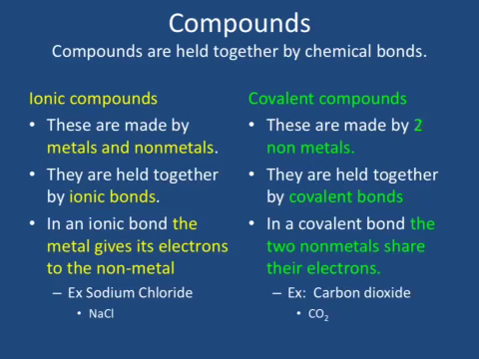In a covalent bond, the two nonmetals share all of their valence electrons. This allows everyone to be stable because they're all sharing. All right, so let's look at the examples. Wait, hold on, I'll give you a minute to copy that down, and then we'll look at the examples.